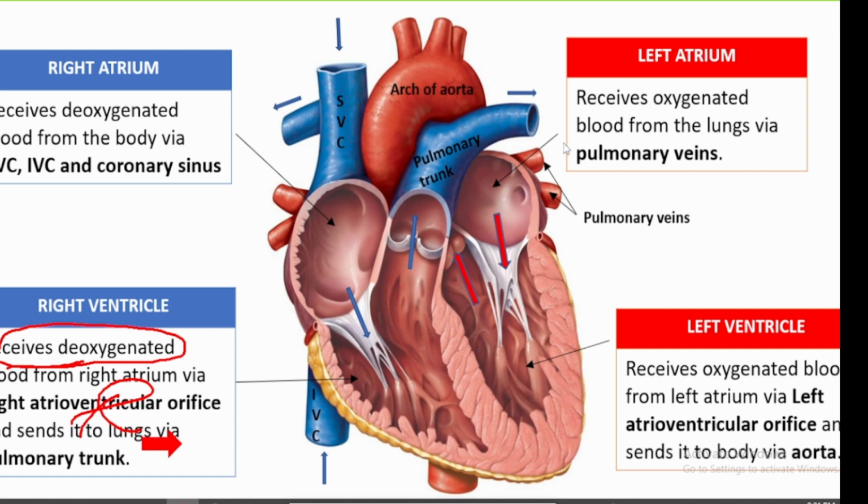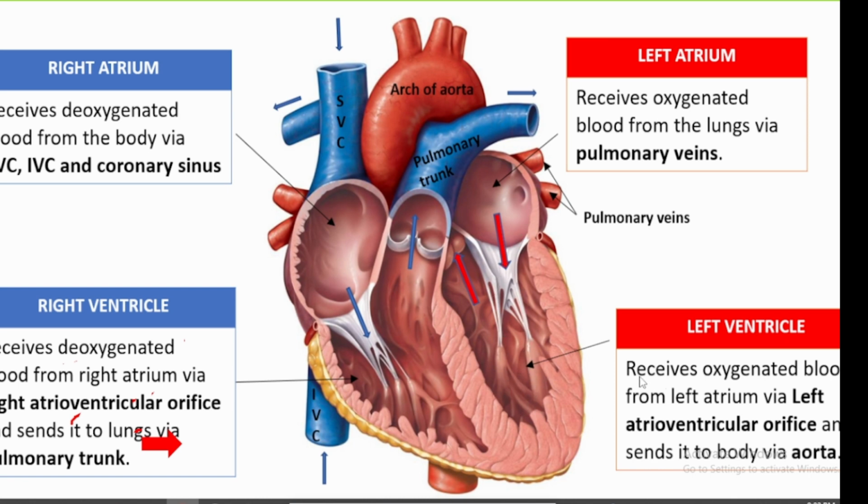So the left atrium receives oxygenated blood from the lungs through the pulmonary veins. The oxygenated blood enters the left atrium, and then the left atrium on contraction pushes it through the bicuspid valve, or the mitral valve, into the left ventricle.